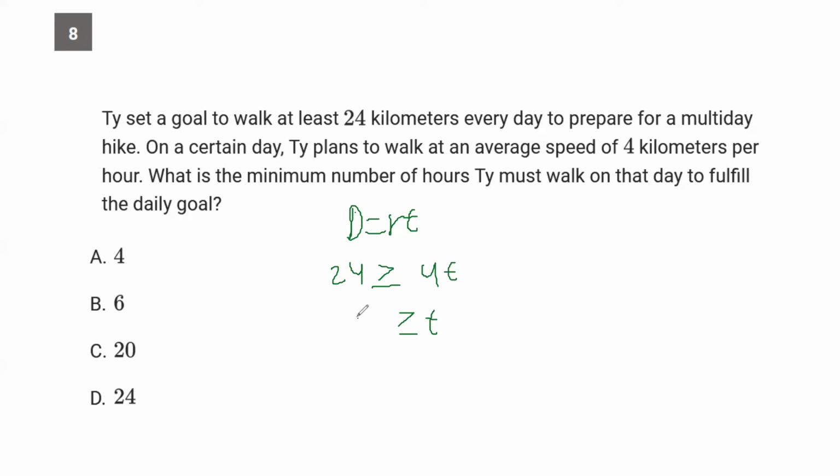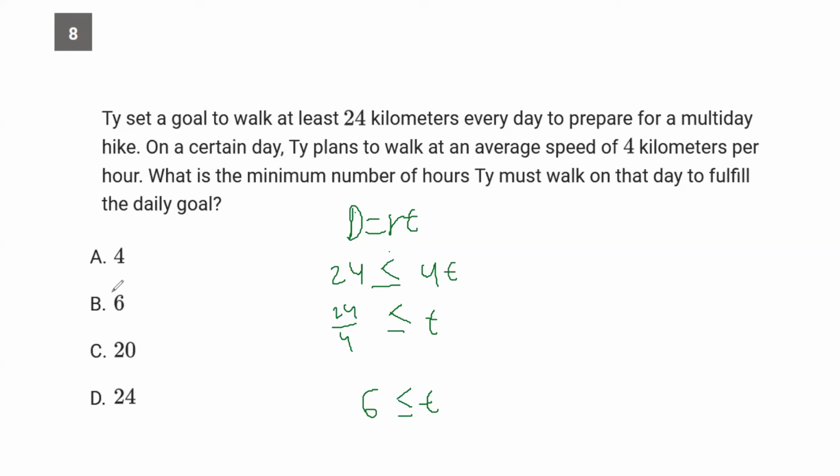No, you know what? I also made a mistake in my symbols. It should be 24 is the less than sign, which doesn't matter too much here because the math stays the same, but 4t is greater than or equal to 24. So then we divide 24 by 4. We get t is greater than or equal to 6.